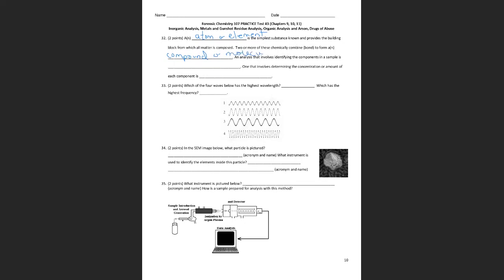And an analysis that involves identifying components in a sample. If you're identifying them, that's a qualitative analysis. And if you are determining concentration, that's a quantitative analysis.